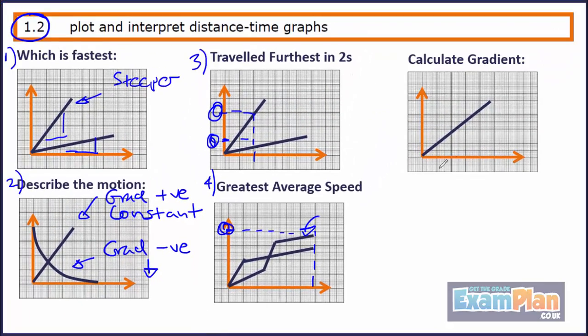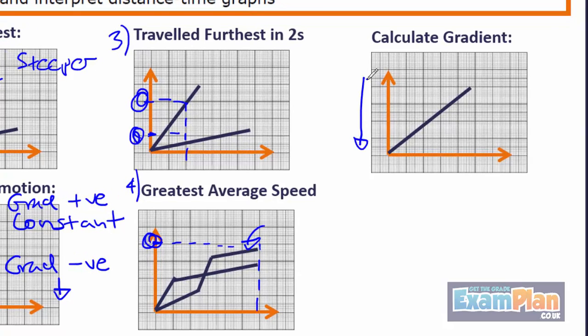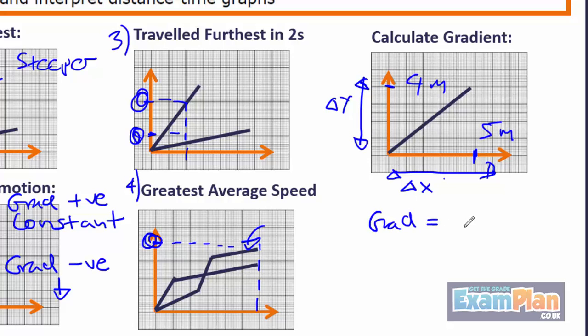5. Calculate the gradient. We know that the gradient is the change in distance, which is given on the y-axis, divided by the change in time, which is given on the x-axis. The gradient, and therefore the speed, must equal 4 meters divided by 5 seconds, which gives us 0.8 meters per second.